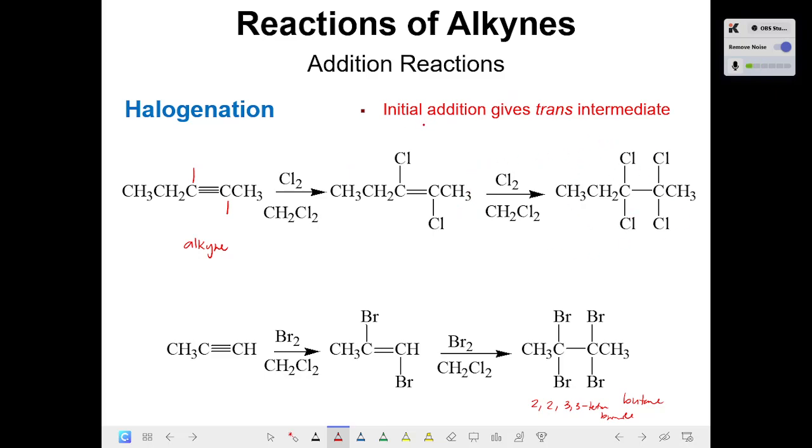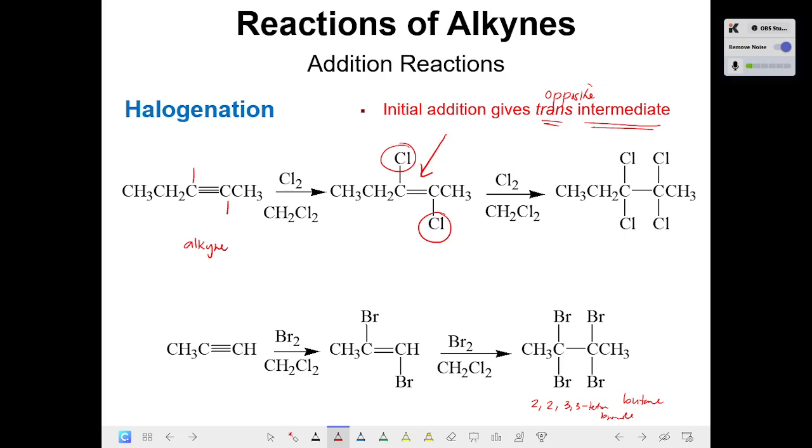So dito pala may nakalagay dito na initial addition gives a trans intermediate. When say trans intermediate, ito siya. So the position of your halogens will be in trans. When say trans, this is opposite. And when say intermediate, this is a product, di ba? After nating i-react ito with chlorine, ito yung na-produce. But since this product will again react with another chlorine, so makakaproduce ka pa ng another product. So ito ang tawag natin dito is the intermediate. Okay?